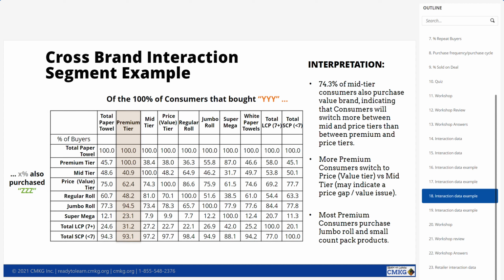As I mentioned before, this analysis is also available based on percentage of dollars. The next step would be to look at the percentage of buyers compared to the percentage of dollars results.